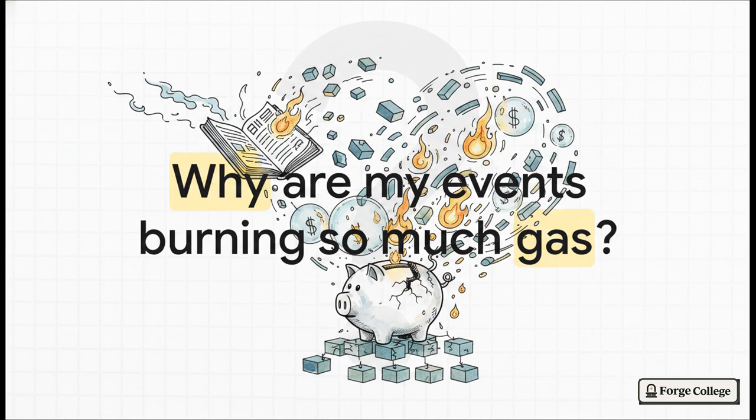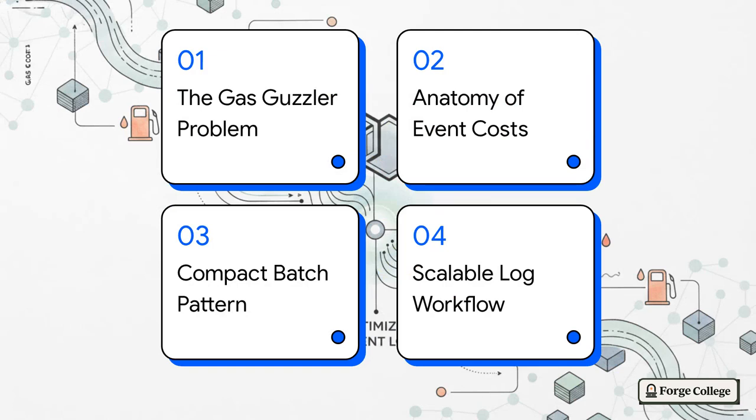The filtering pattern we learned earlier is highly effective for consumers, absolutely, but it totally ignores the crushing financial cost of actually producing those logs in the first place. So we need a real engineering blueprint to fix this expensive logging problem. Today we'll hit 4 quick topics: the gas guzzler problem, the anatomy of event costs, the compact batch pattern, and finally, the scalable logging workflow.